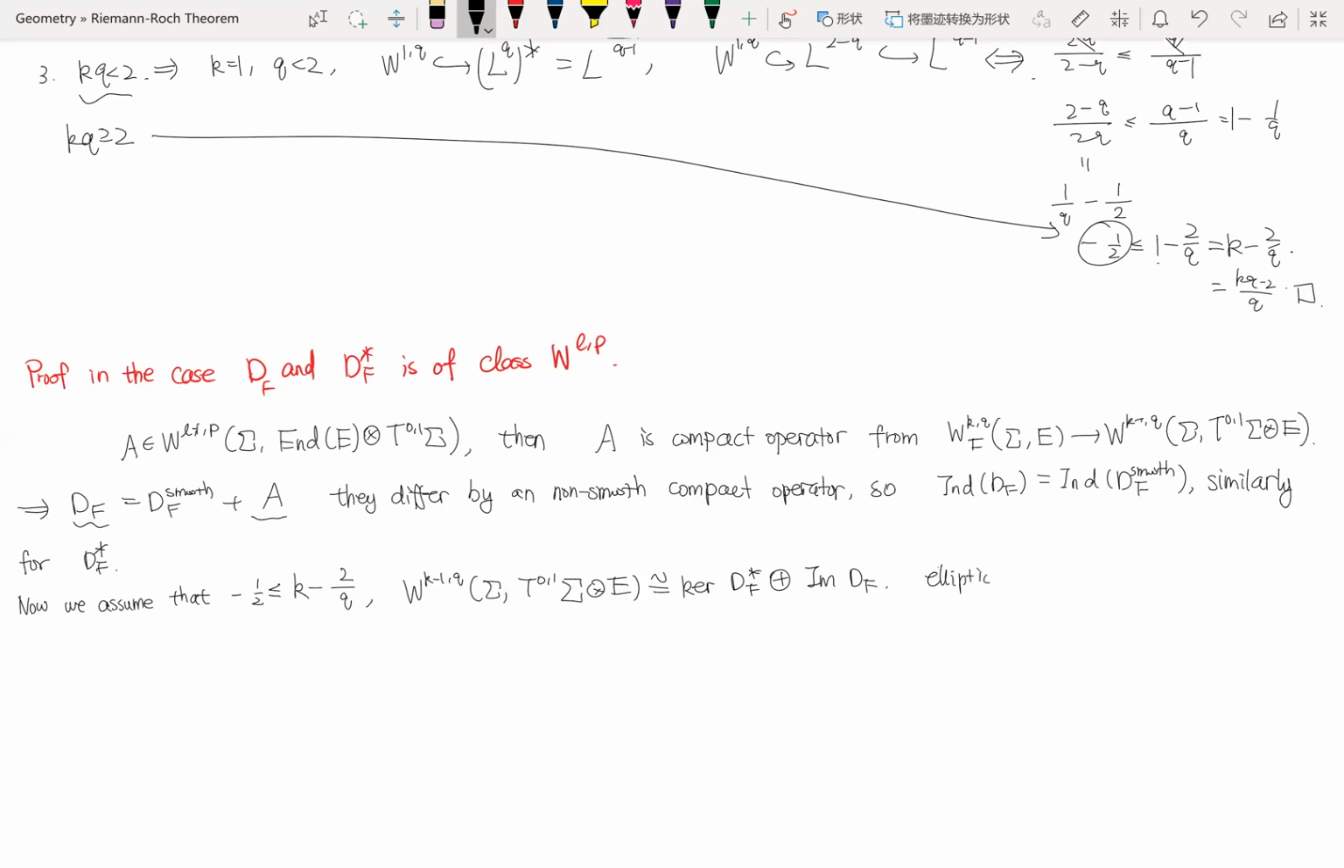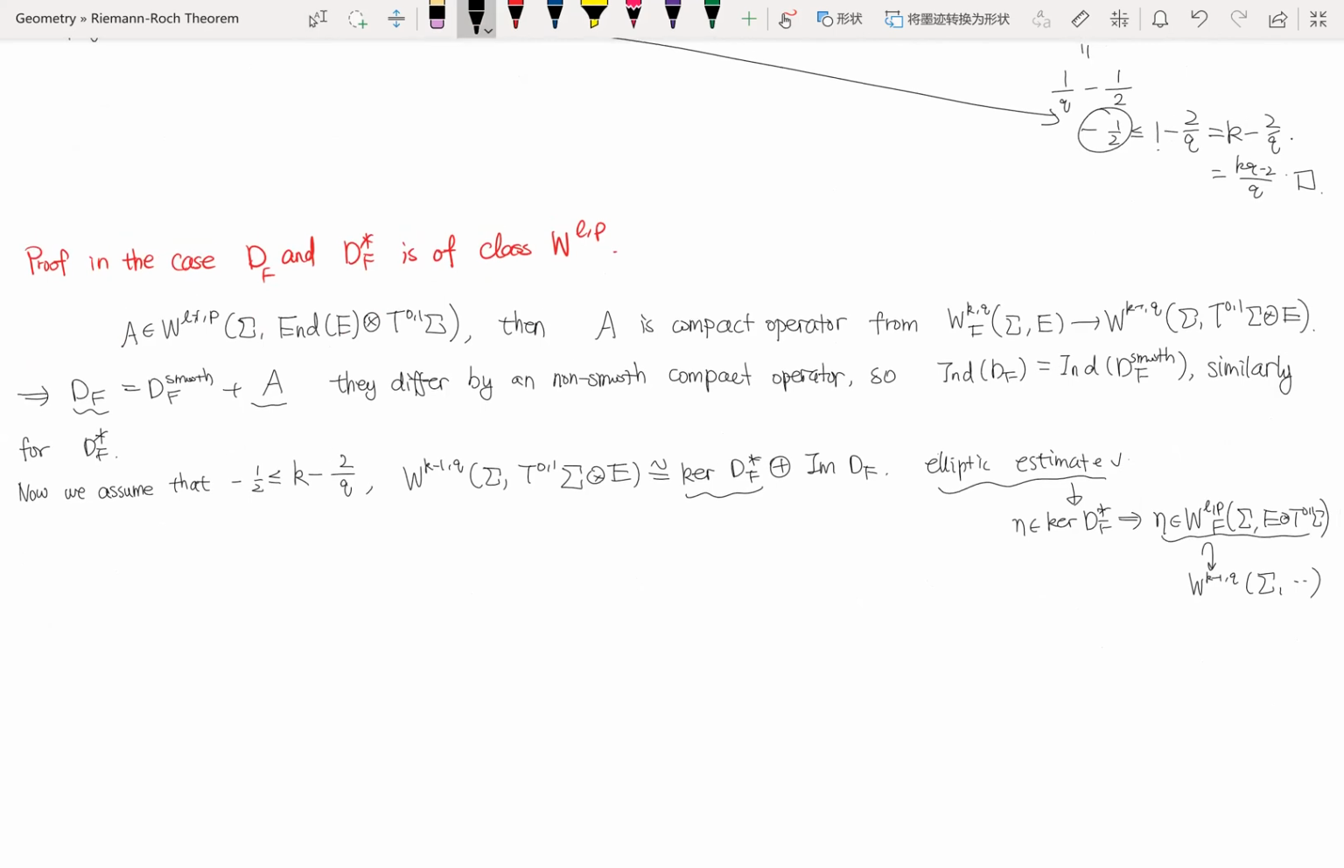The elliptic estimate still holds, but in this case we can only see that if eta belongs to the kernel of df star, then eta is only of class W^{k,p} with boundary conditions. But we still have the natural embedding into k minus 1 q. So we still have this kernel of df star as a subspace of k minus 1 q. And since it is of class W^{k,p}, we have that the kernel of df star can be naturally embedded into the cokernel of df.